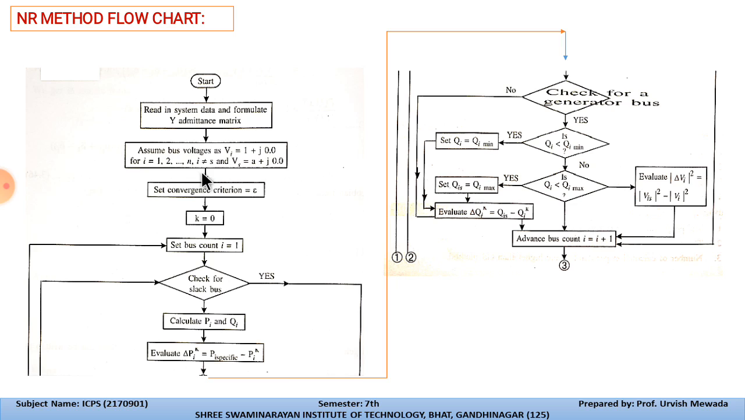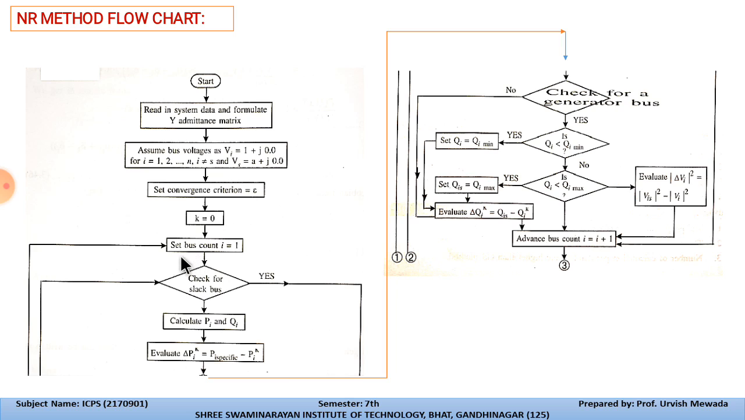for i is equal to 1 to n, where i is not equal to s, where Vs is the sending end voltage, Vs is equal to 1 plus j0. So these are the assumptions for the bus voltages Vi and Vs. Then set the convergence criterion epsilon, that we already discussed. What do you mean by the convergence criterion? That is what we use for the system solution, and k is equal to 0.